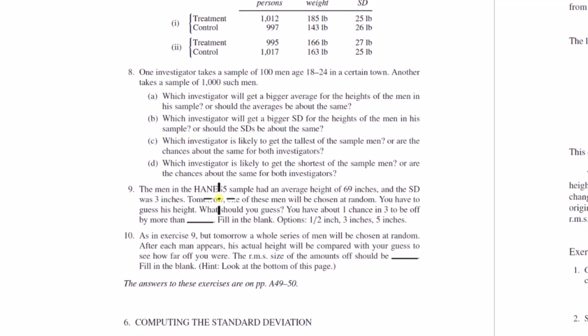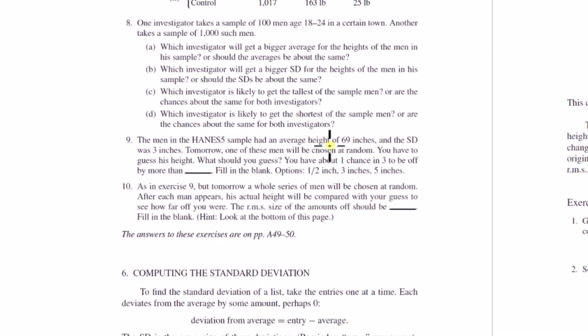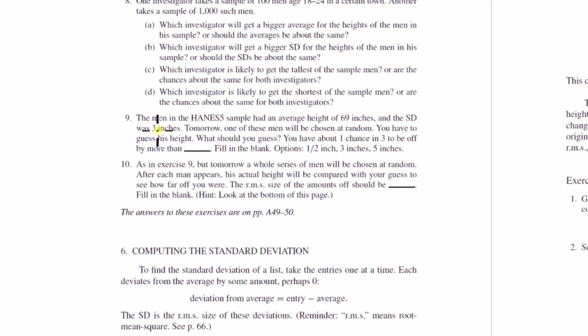Okay, the men in the Haynes 5 sample had an average height of 69 inches, and the standard deviation was 3 inches. Tomorrow, one of these men will be chosen at random. You have to guess his height. What should you guess? You have about a 1 in 3 chance to be off by more than blank.